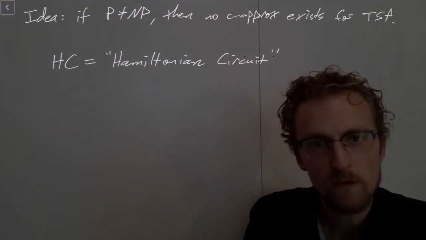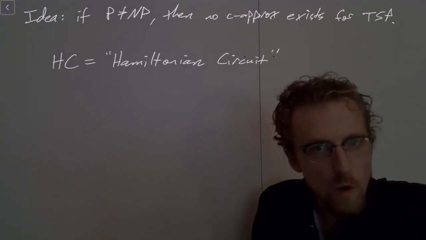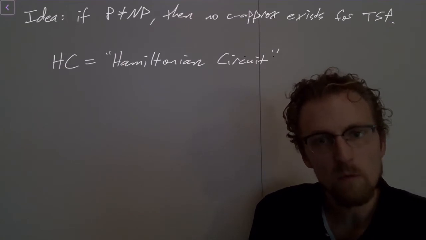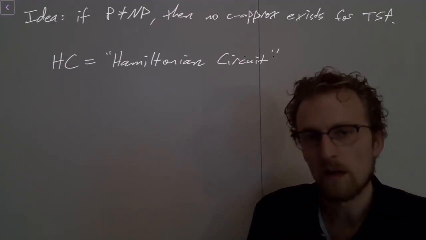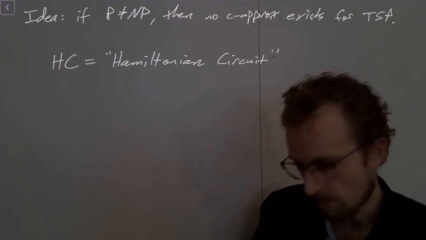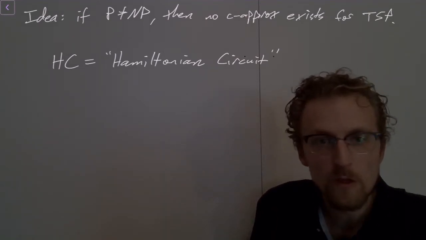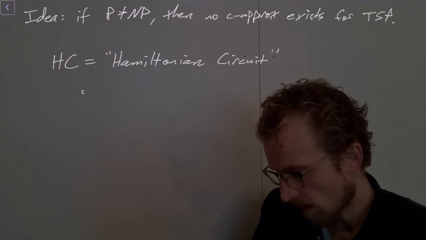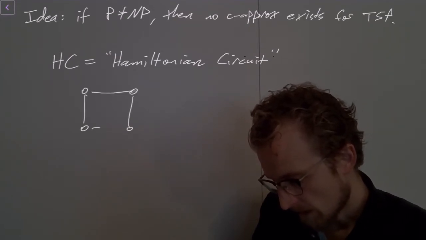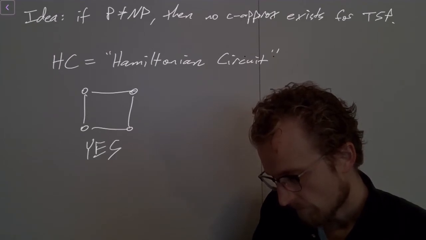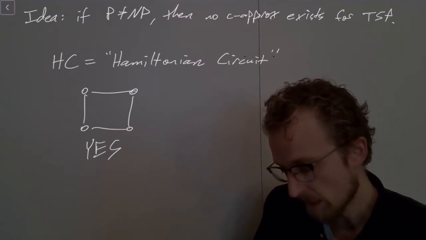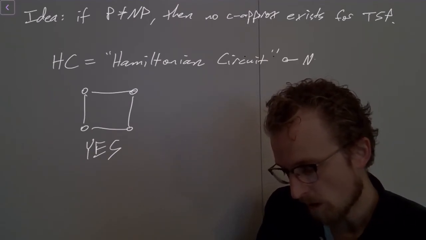So I give you a graph, and I ask, is there a way to visit all of the nodes in this graph exactly once, and then return to where you start, right? Does there exist a Hamiltonian circuit of this graph? And that's the Hamiltonian circuit problem, right? So here's two graphs, for example. All right, this graph is a yes instance of the Hamiltonian circuit problem, right? The Hamiltonian circuit problem is NP complete, which means it's a decision problem.